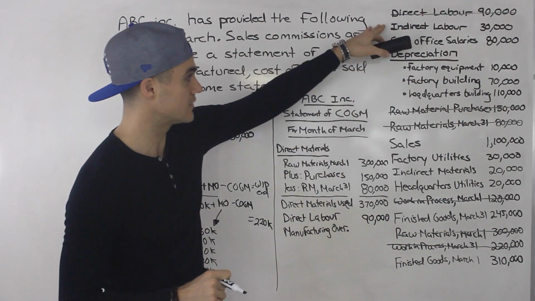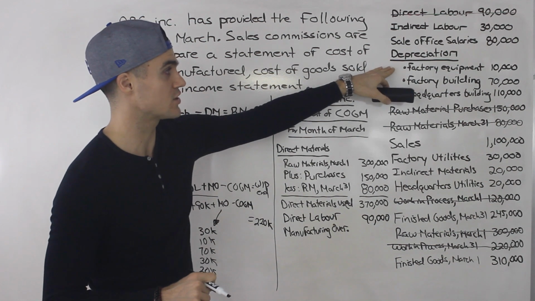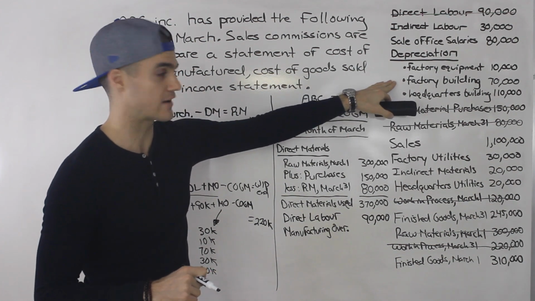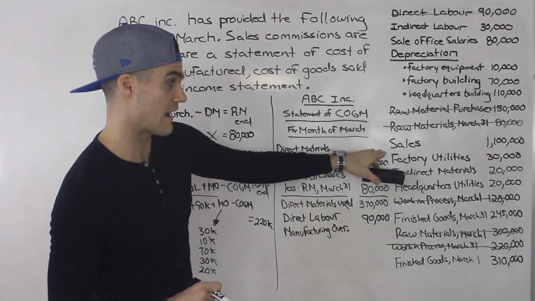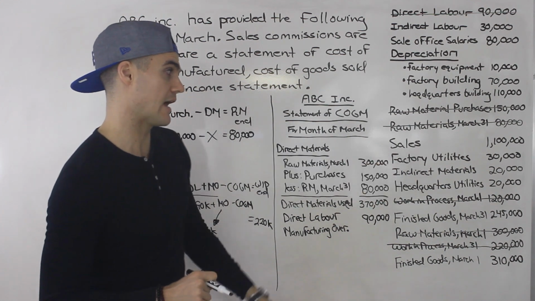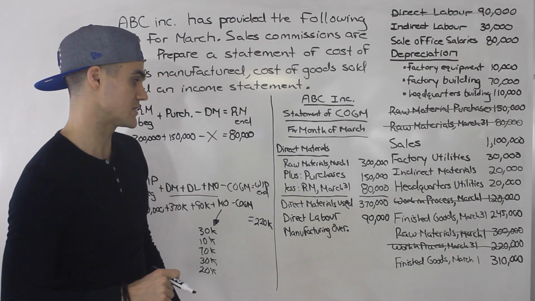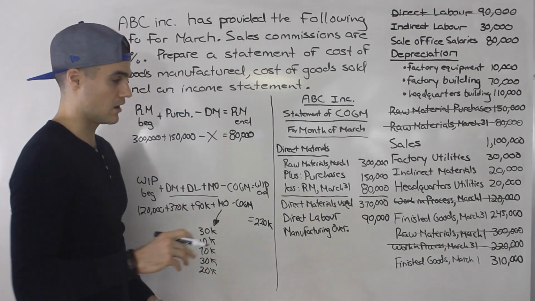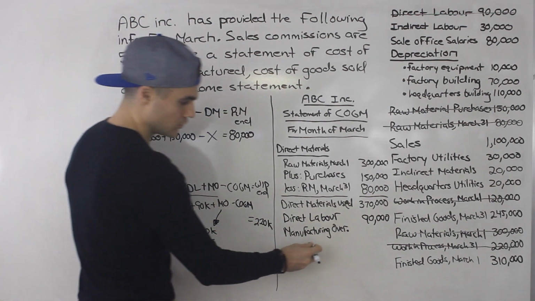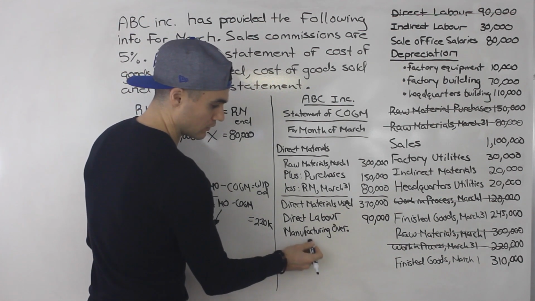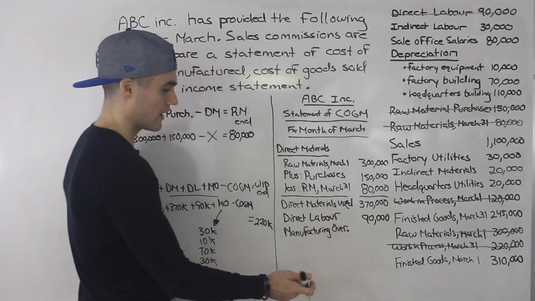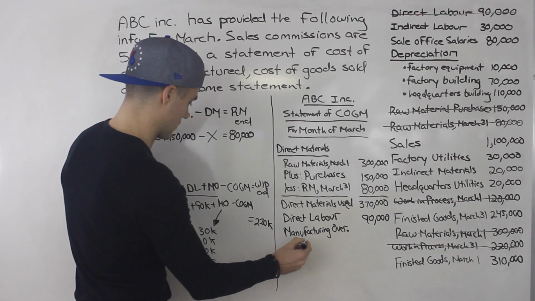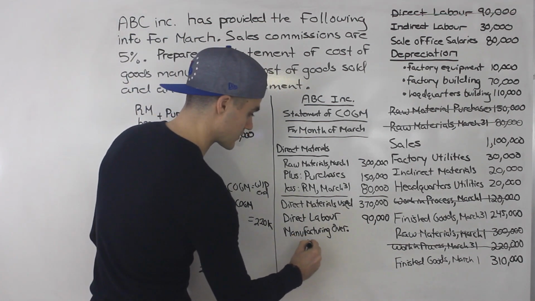So we said again, it's an indirect labor, the depreciation on the factory equipment, depreciation on the factory building, the factory utilities, and then the indirect materials. Now, depending on your prof, they may want you to write out a list of all of the stuff for the manufacturing overhead. So they may want you to write out over here like indirect materials.